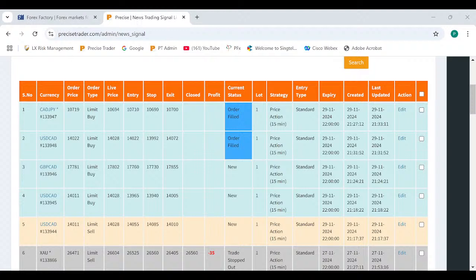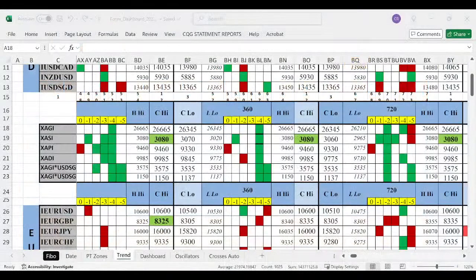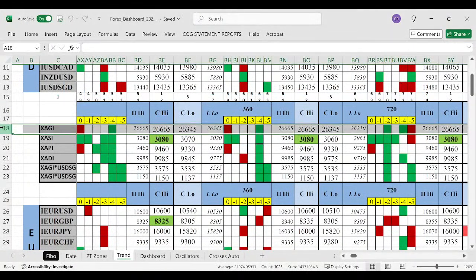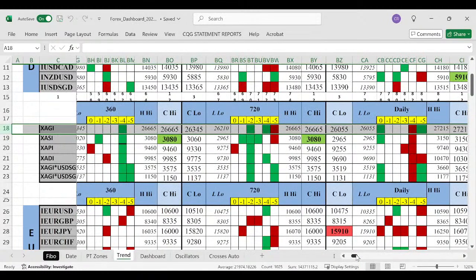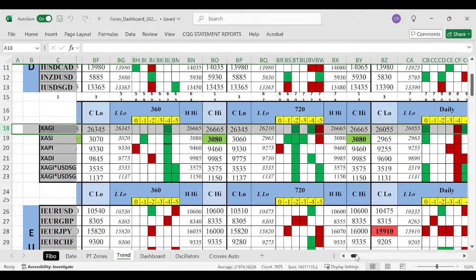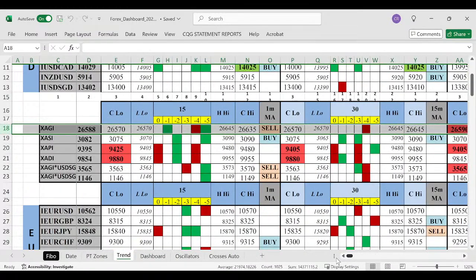Okay, now let's look into gold. Let's see whether there is any opportunity on the gold. If you see gold, we are seeing weakness on the 360. Daily is up, and 360 is flat with some weakness, and 15 minutes or 30 minutes all are flat.